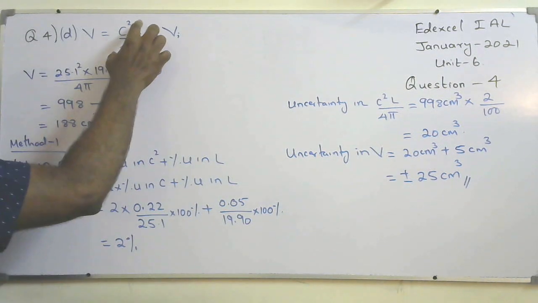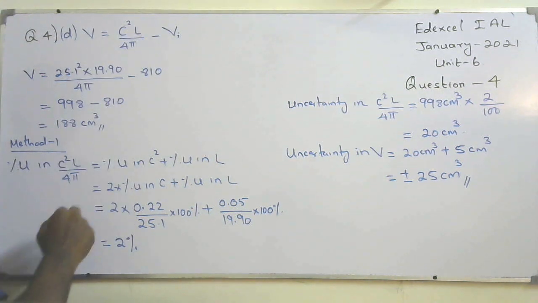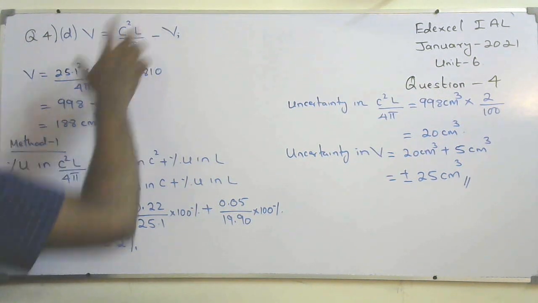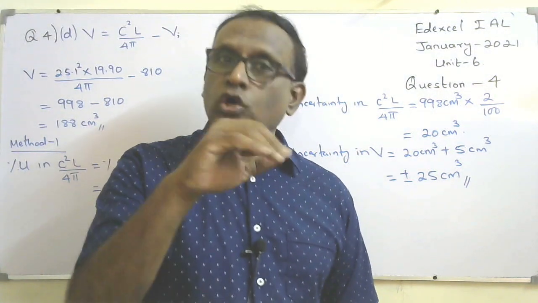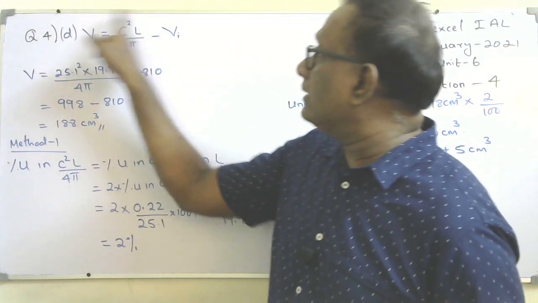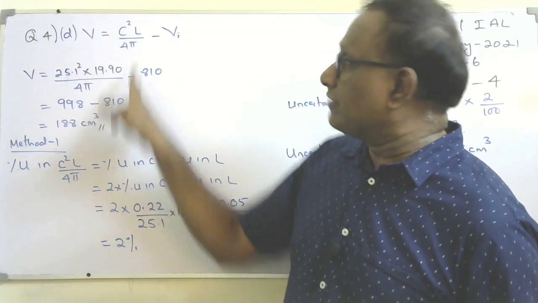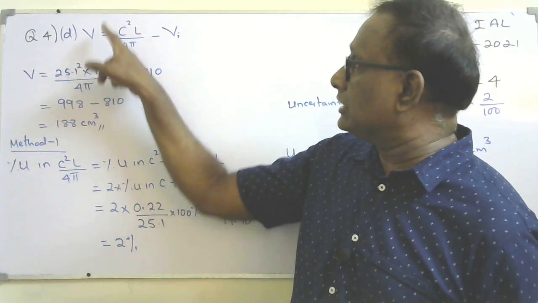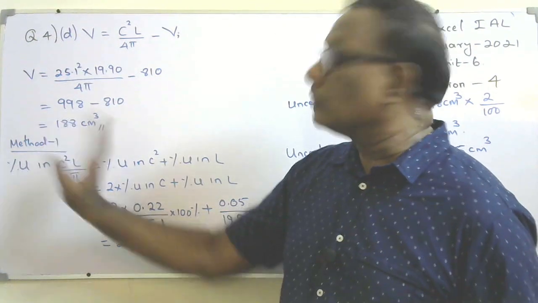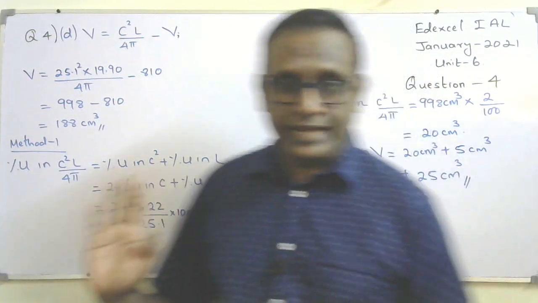So I need to find the uncertainty of C squared L over 4 pi. To find the uncertainty in C squared L over 4 pi, first I should find the percentage uncertainty. If I find the percentage uncertainty of C squared L over 4 pi, since I already know the volume of it, I can find the uncertainty of this quantity. Okay, so that's the first method. There's another method we can do.